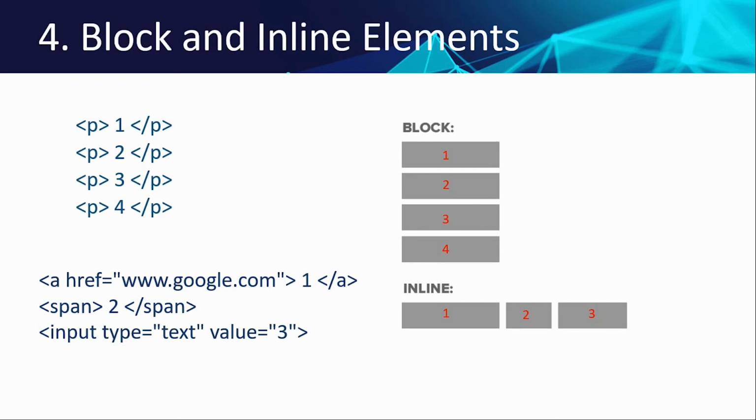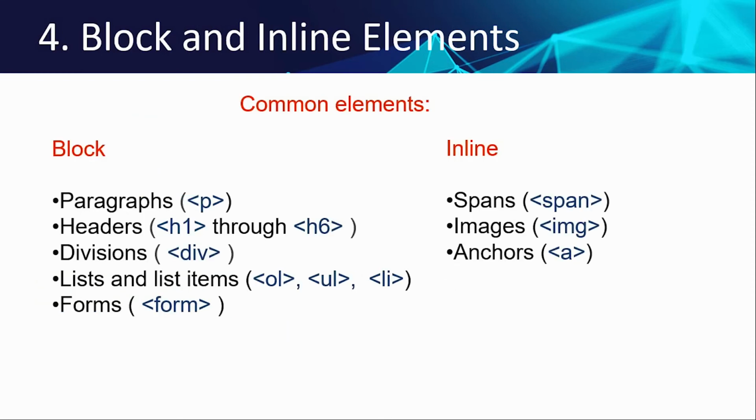As you can see, in the first example, we have 4 paragraphs, which are block elements, and each of them starts on a new line. In the second example, we have 3 inline elements, a hyperlink, a span, and an input element, which only take as much width as they need without going on a new line. The most common block elements are paragraphs, headers, divs, lists and list items, and forms. And the most common inline elements are spans, images, and anchors.